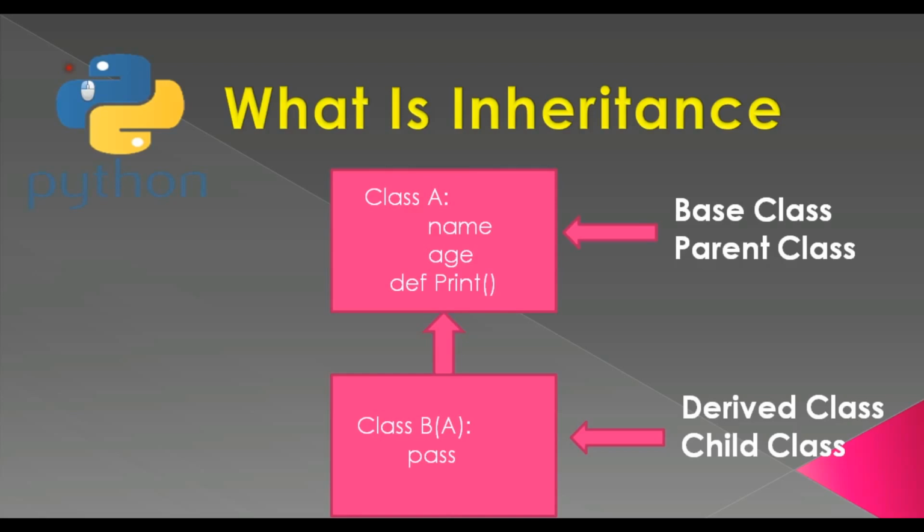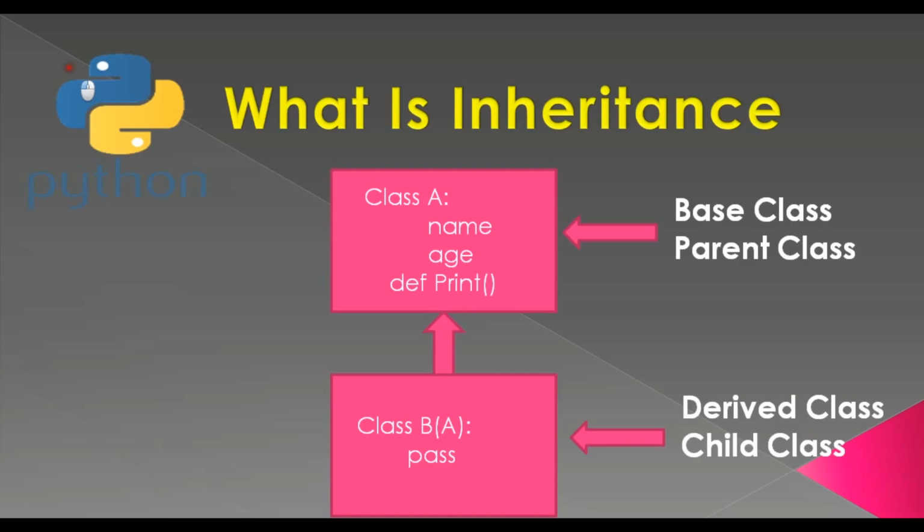Now in class A I have some attributes like name and age, and also I have a method of print. Now my class B inherits from class A, and when class B inherits from class A, class B can access all attributes and methods of class A. For example, class B can access the name, the age, and also the print method.